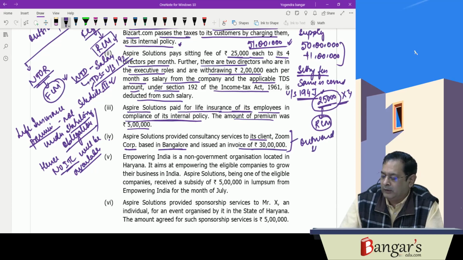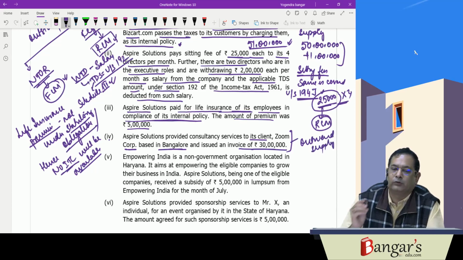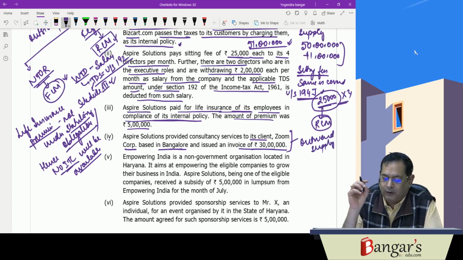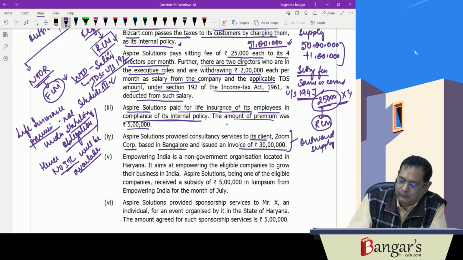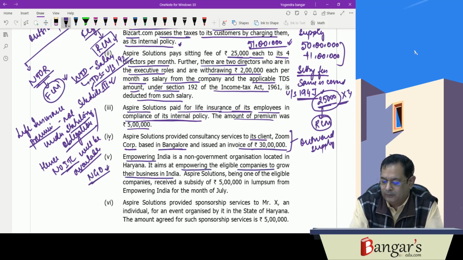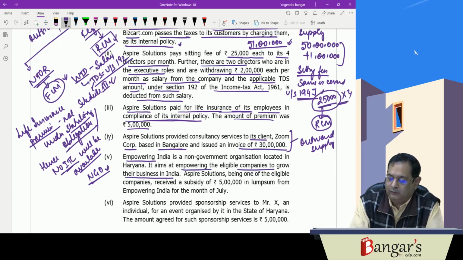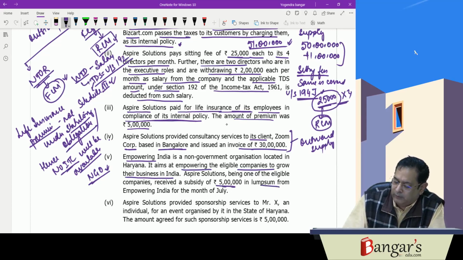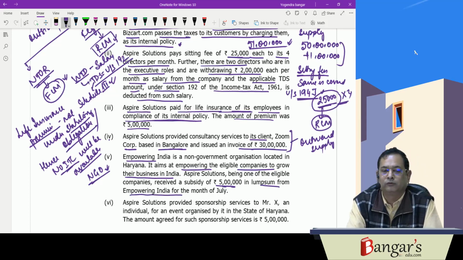They have provided the consultancy services to their clients. Empowering India is a non-government organization located in Haryana. It is an NGO, and it aims at empowering the eligible companies to grow their business in India. Now, Aspire Solutions, being one of the eligible companies, received a subsidy of 5 lakh rupees as lump sum from Empowering India in the month of July.